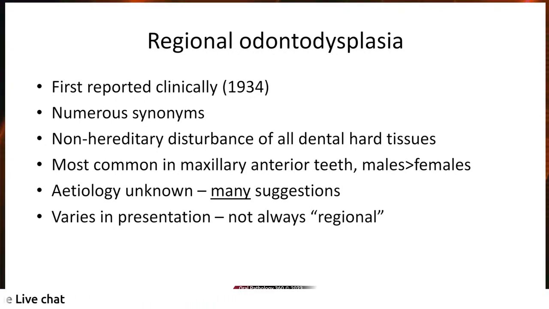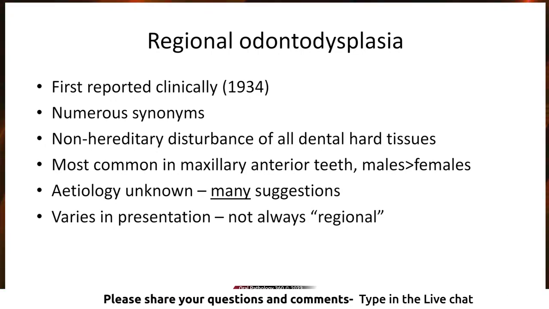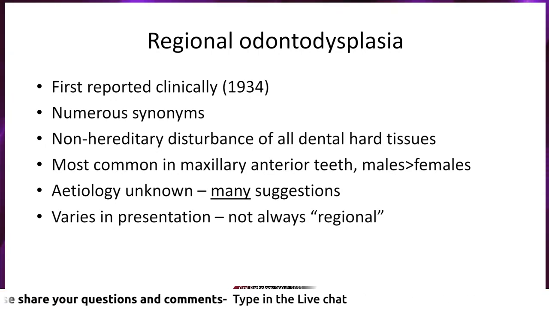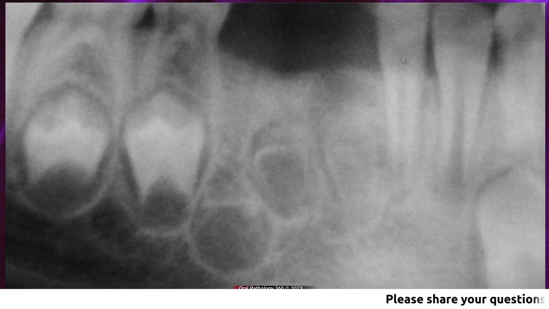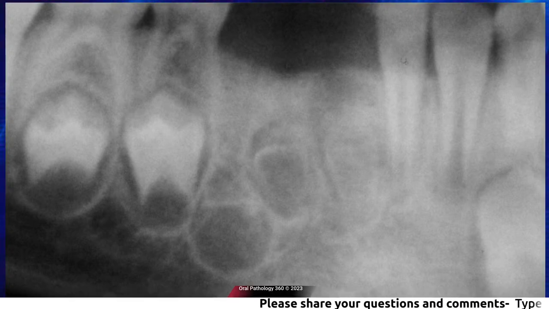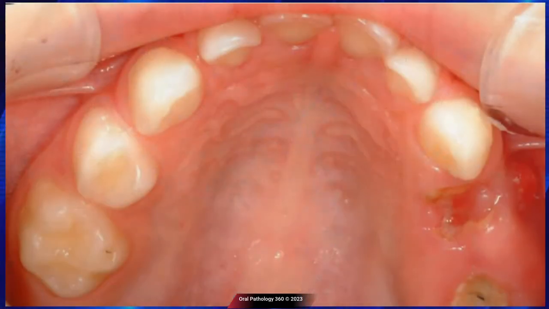I've seen examples where it has extended beyond just a segment, which means it's not really regional. In one case that I remember as particularly spectacular, it extended across the midline, but that is incredibly rare. So this is the sort of appearance that you might get, obviously in the premolar, canine, incisor area. Teeth are missing in the arch, with overall ghostly outlines of the developing tooth forms, but no real good tooth formation or hard tissue formation to be seen.